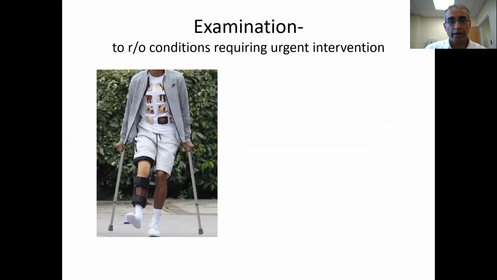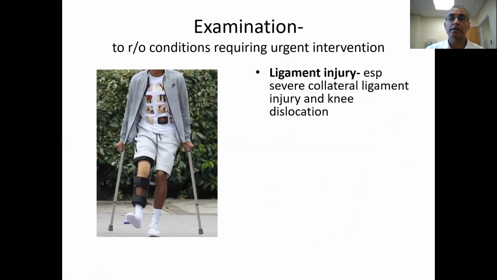What we want to find out really is which conditions require urgent intervention. A ligament injury, especially a severe ligament injury where you actually have a knee dislocation. Pure cruciate ligament injuries, anterior and posterior cruciate, don't always need treating acutely unless they're combined with collateral ligament injury, when it goes towards the territory of multi-ligament injury or a knee dislocation. So it's very important that you identify collateral ligament injury in the presence of anterior or posterior cruciate ligament injury.